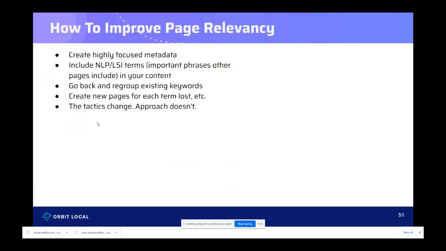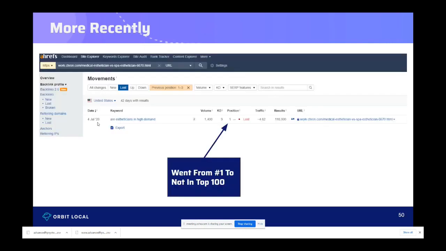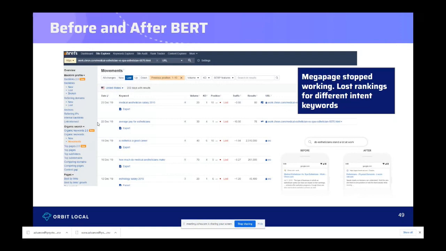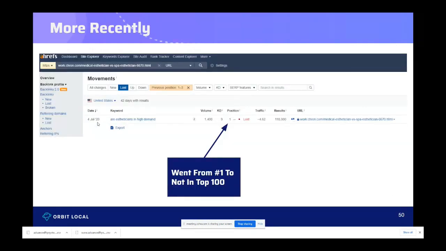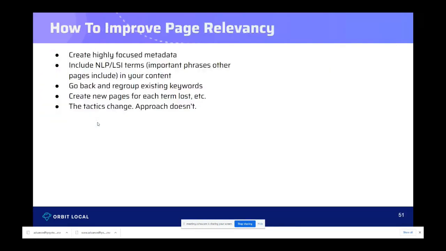You can create highly focused metadata, and we'll talk about that here in a second. You can start including those NLP and LSI terms in your content. I'll explain that a little bit more. The other thing you want to start thinking about, if you have an established site, is that maybe you need to go back and regroup some of those other keywords that you once had, like in here. I would go back now and say, let's split these up into different pages, because that's what Google is showing now. You may need to go back and look at those other ones and create new pages for each keyword that was lost.